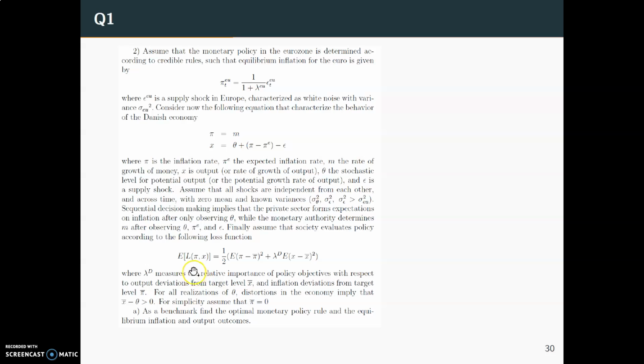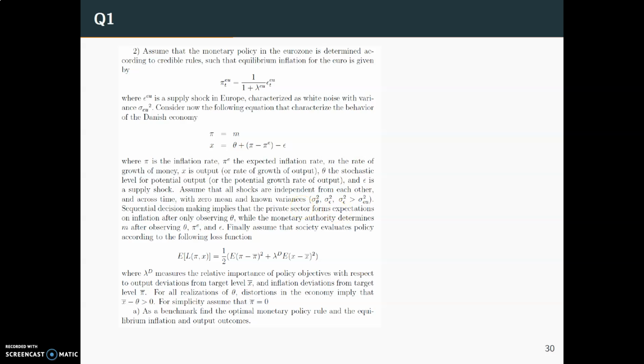This model is static, so there's only one period, and then furthermore, there is also an option of adopting a euro. So the country that we're basically considering is Denmark, and then there is an option of adopting the euro. So that's why this model will distinguish between supply shocks to the eurozone and supply shocks to the Danish economy, where we assume that the supply shocks to the Danish economy have a larger volatility.